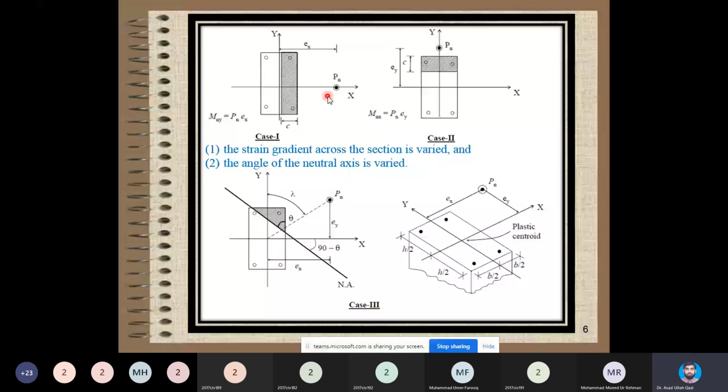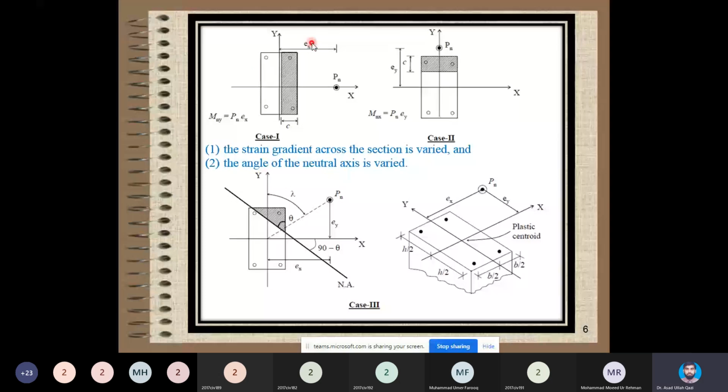If I change the eccentricity along the y-axis, again I understand that it is still a column under uniaxial bending, either about the y-axis or about the x-axis, where movements are present. So in case 1, I will say it is My because movement about the y-axis is present. If I reverse Ex against the positive x-axis direction, it will again become My, but the direction of movement will change. The magnitude remains the same, only the direction of the movement changes if Ex is equal to minus Ex.